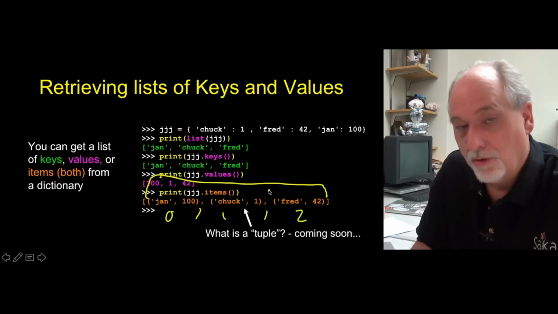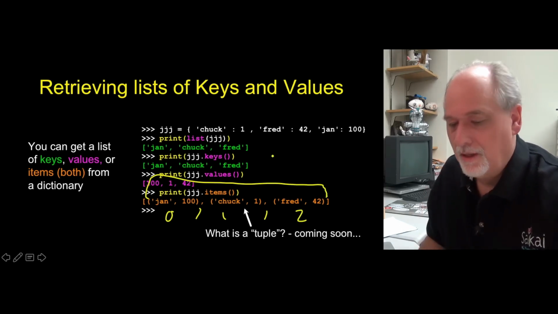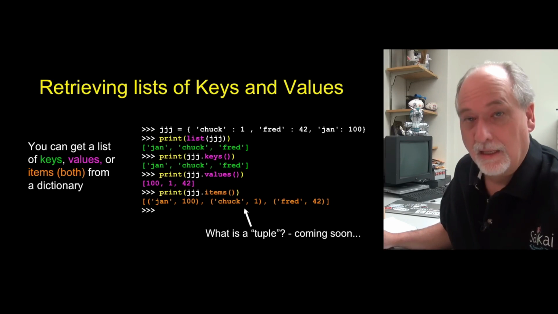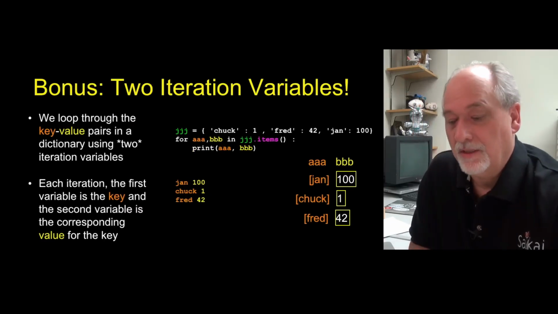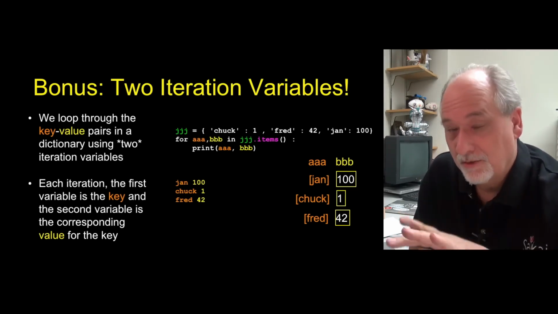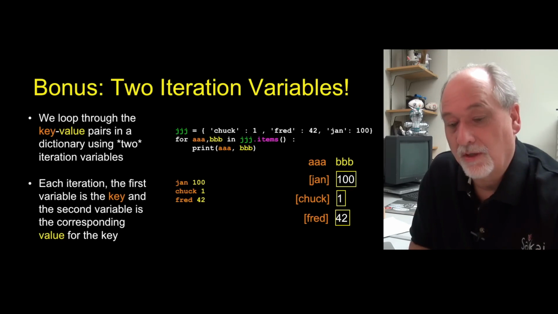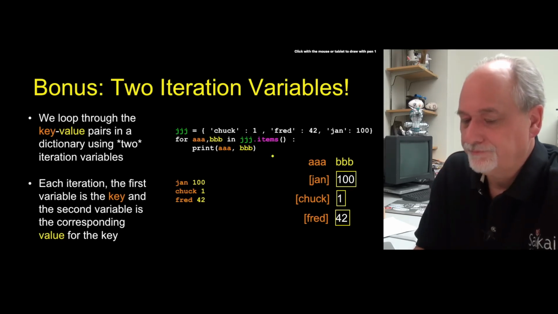Coming up next, we're going to have a whole chapter on that, so just take a look at that for the moment, and we will come back to that in some detail later. This whole items idea gives us back a list of key value pairs, because it's not just a list of keys or a list of values, it's actually a list of key value pairs. It allows us to write a very clever and elegant loop in Python.